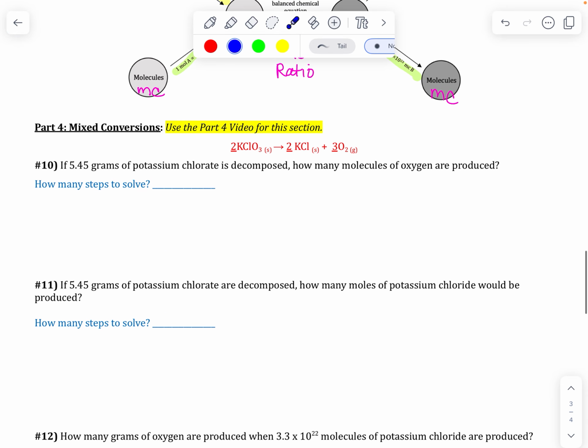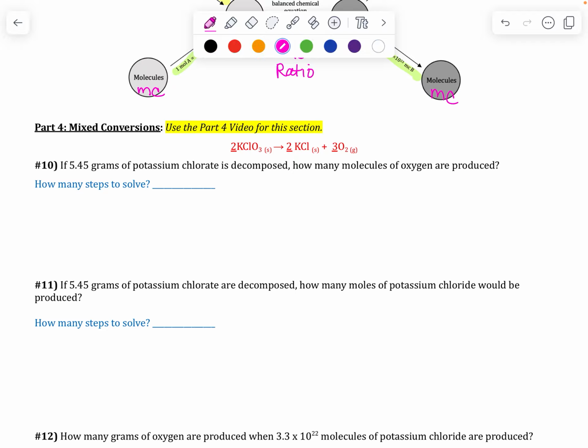All right, so now we are given a reaction. Notice it's a balanced chemical reaction. This is a decomposition reaction where we have potassium chlorate that is going to decompose into potassium chloride and oxygen. It's balanced for us. And if we look at number 10, if 5.45 grams of potassium chlorate are decomposed, how many molecules of oxygen are produced?